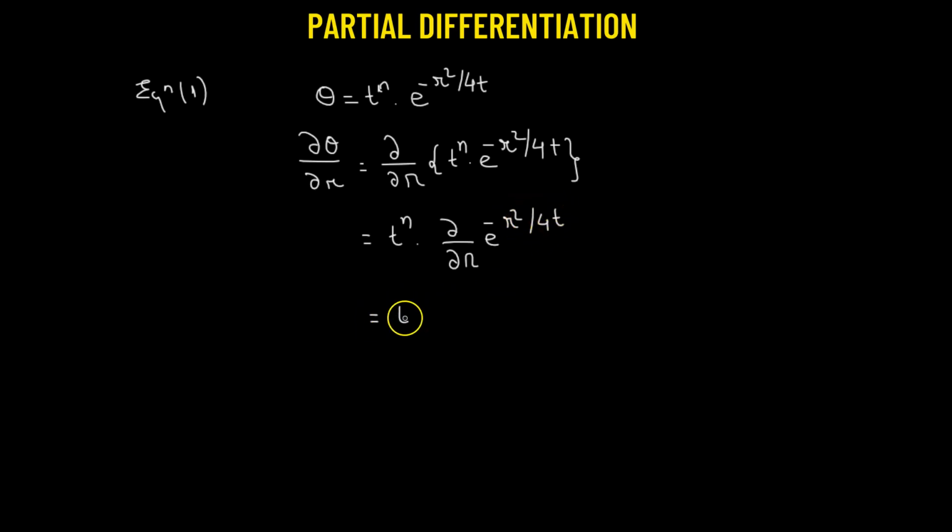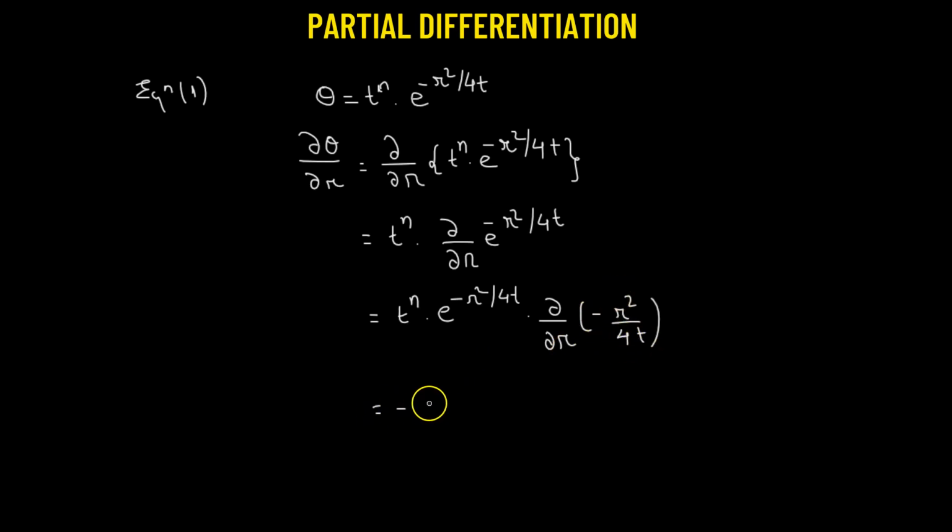That gives us t raised to the power of n. Now, the partial derivative of the exponential function is the function itself. So we have e raised to the power of negative r squared divided by 4t, which gets multiplied by the partial with respect to r of negative r squared divided by 4t. Now t is considered a constant with respect to r, since we are taking the partial derivative with respect to r. So we can pull out negative 1 over 4t.